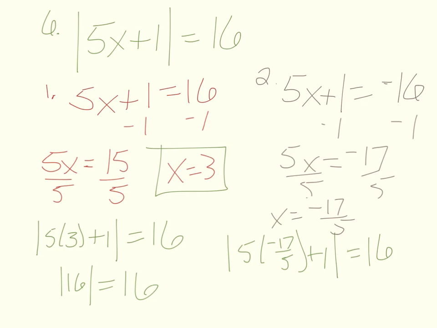So now this is where you either know your fraction rules or you're using a calculator, right? 5 times negative 17 over 5 is negative 17. Okay, so negative 17 plus 1 is negative 16, and the absolute value of that is 16. That does equal 16. So in this case, both of these are answers. Is that okay? So that would be an answer we put down. So you might have 2 answers, circle them both. If one of them doesn't work, say this one doesn't work, or exit out at least. Okay?